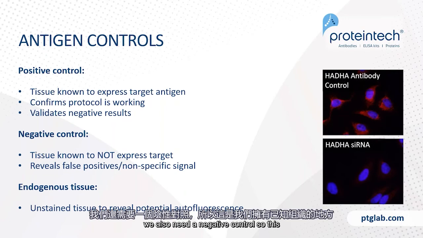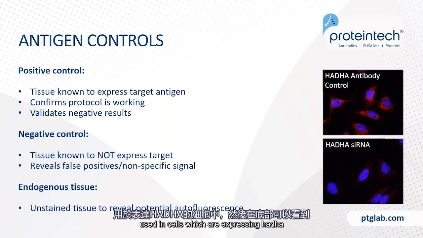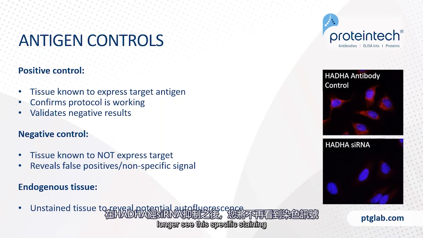We also need a negative control, so this is where we have tissue that is known not to express target antigen, and this will reveal any potential false positives, or non-specific signal. Here on the right, you can see our HAD-HA antibody, which is used in cells which are expressing HAD-HA, and then on the bottom you can see, following siRNA of HAD-HA, you can no longer see this specific staining.